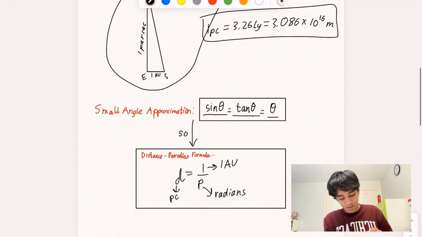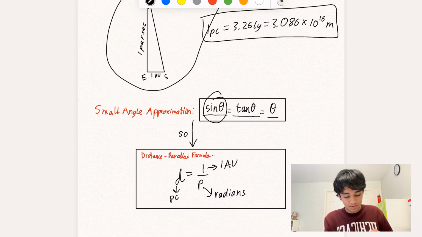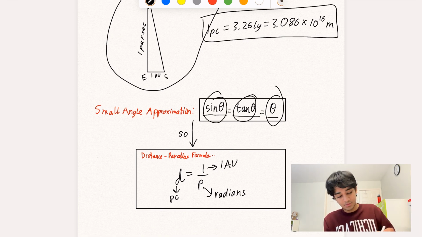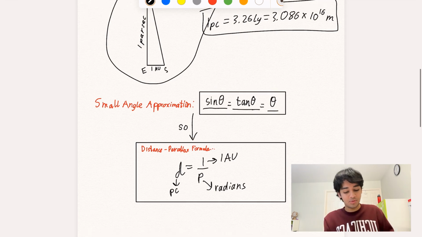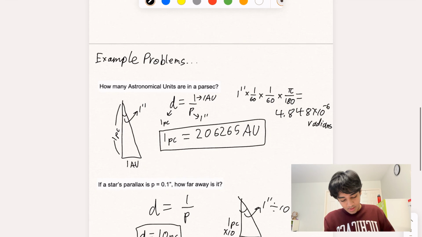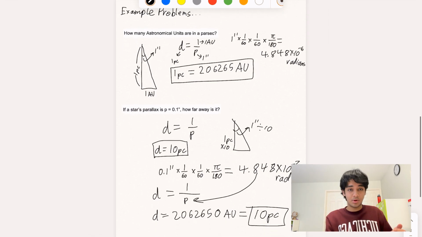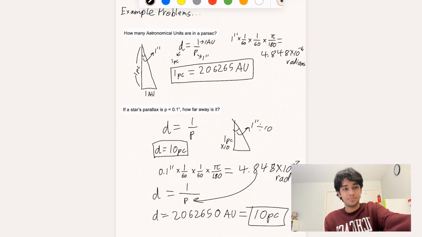And don't forget the small angle approximation. Whenever you have sine theta or tan theta in a problem, you can just substitute that with theta. That's only if the angle is really small. And lastly, we went over some example problems. I hope that helped. Thank you.